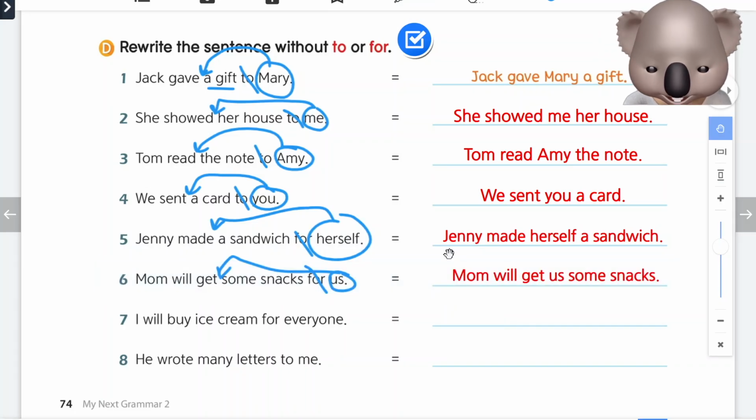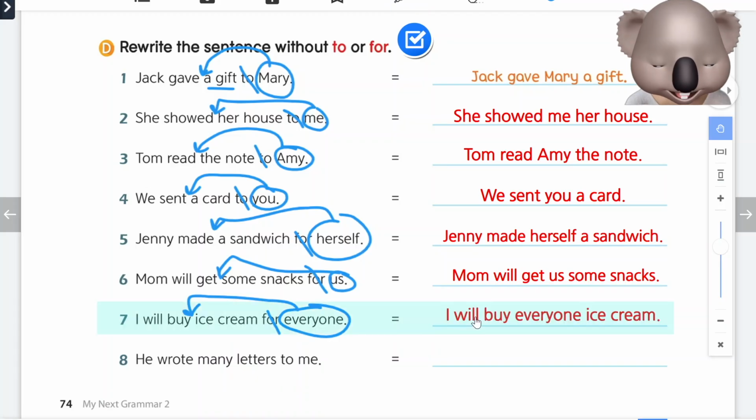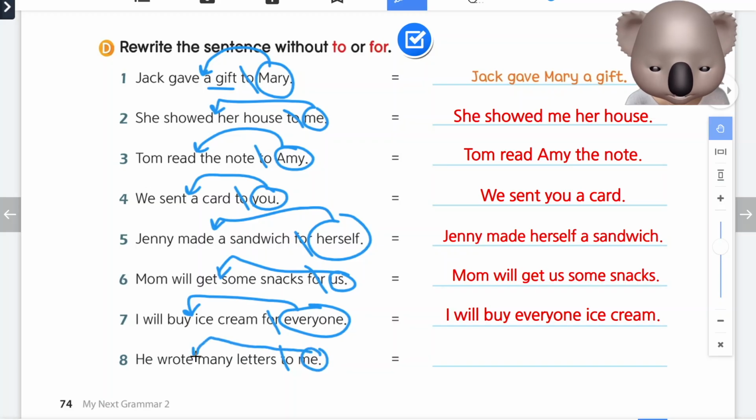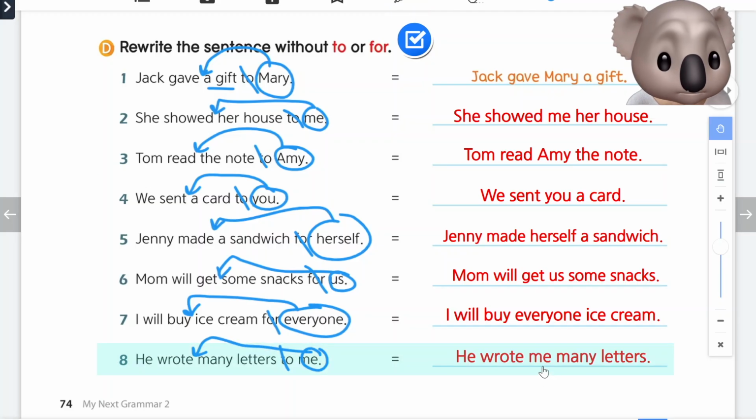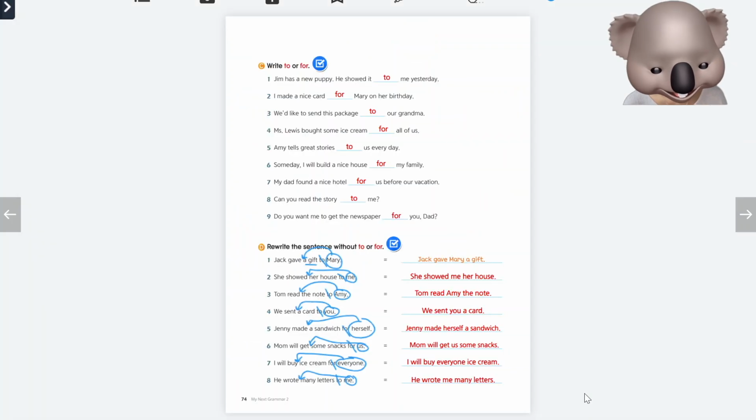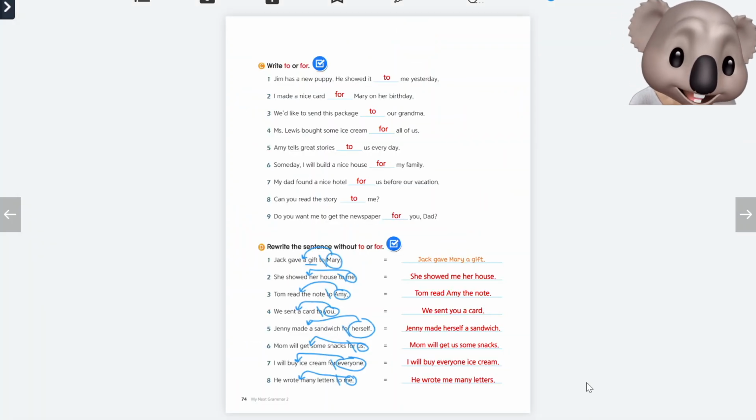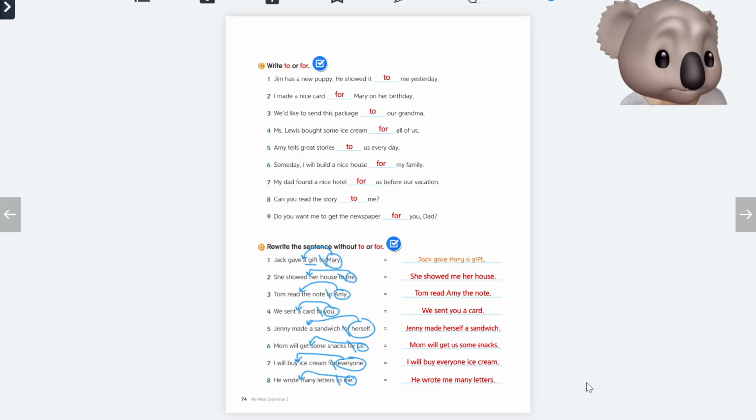Number 7. I will buy ice cream for everyone. for를 빠이빠이하고 everyone을 buy 사다 뒤에 붙여서 I will buy everyone ice cream. Number 8. He wrote many letters to me. to를 없애지고 me를 wrote 뒤에 붙여서 He wrote me many letters. Great job! Please check your answers and we'll go to our last page.